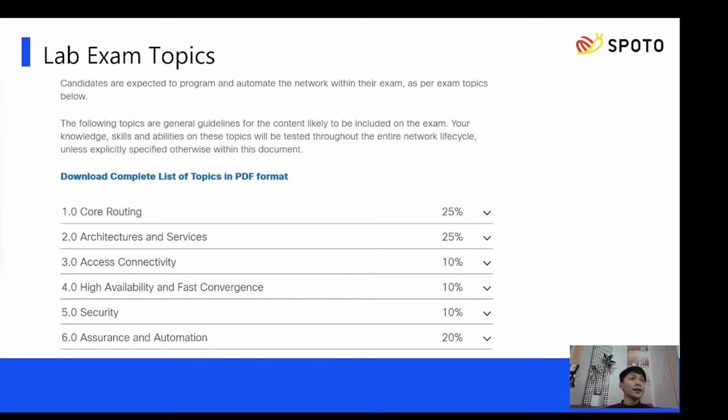Here are the topics of this lab exam. There are 6 sections in total. You can check more details on the Cisco Learning Network.